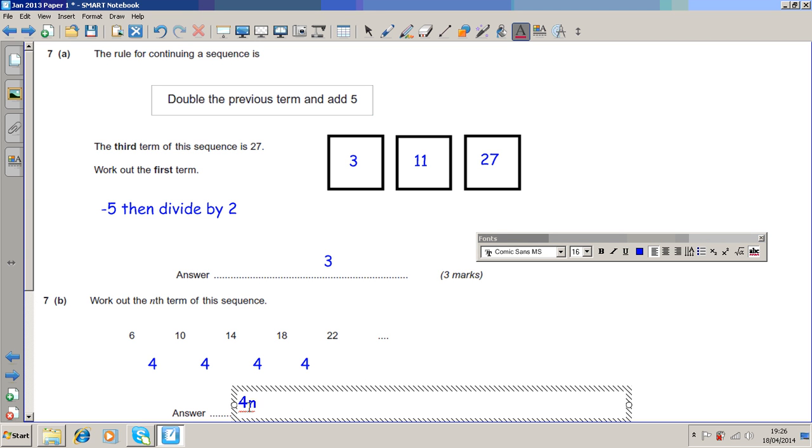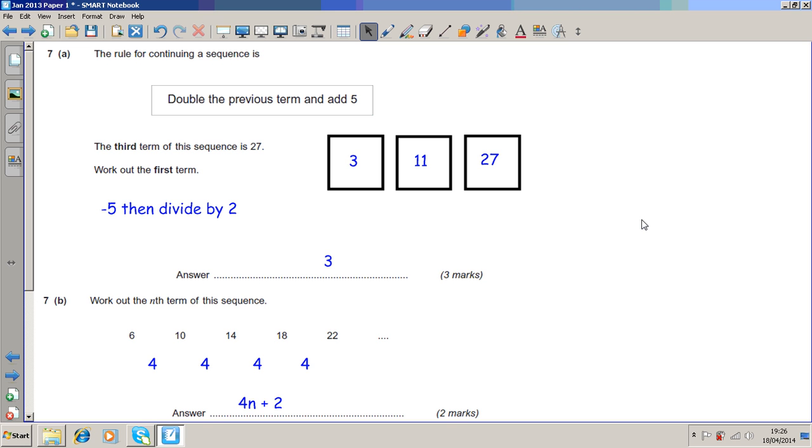So we start by putting 4n, because that means 4 times a number that we don't know, the 4 times table. And now how do I get from the 4 times table to these numbers here? Well, it's the same as saying how do I get from 4 to 6. And to get from 4 to 6, I add 2. So my answer is 4n plus 2.